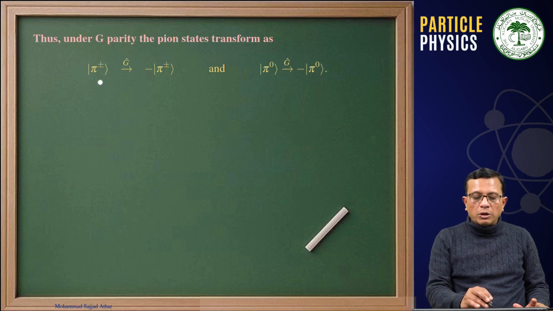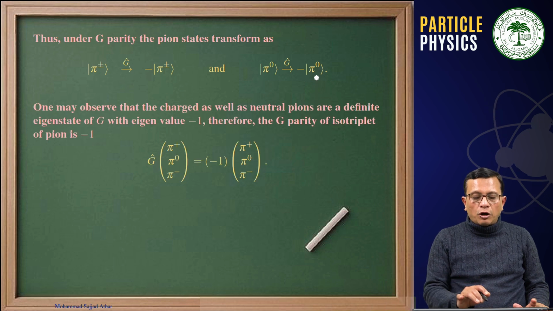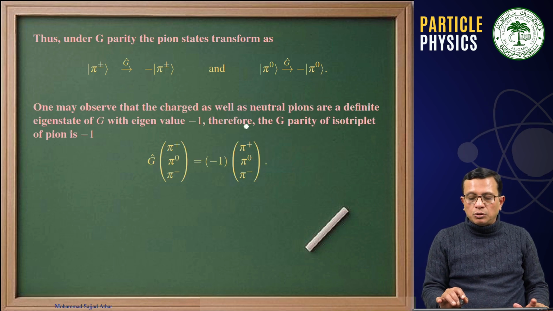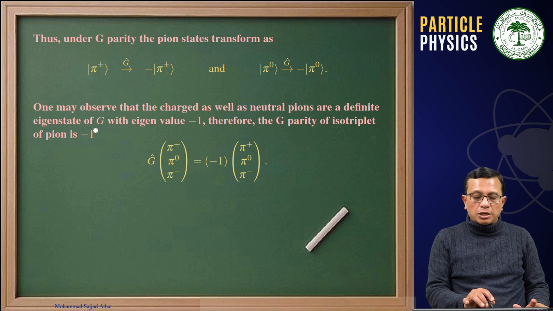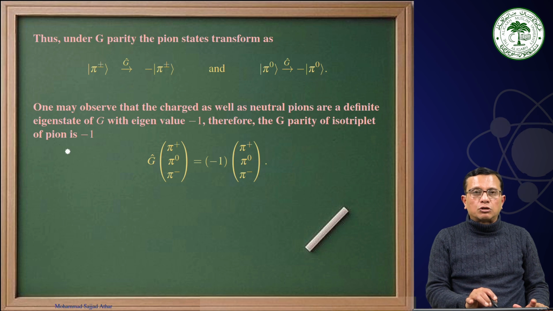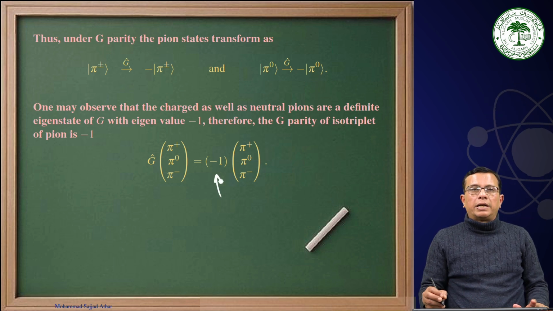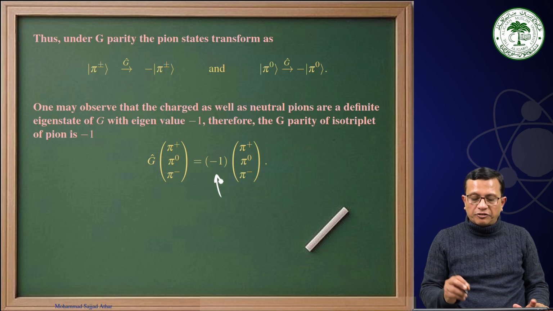And therefore, pi plus minus under G is giving you minus pi plus minus, while pi 0 is giving you minus pi 0. Therefore, one may observe that charged as well as neutral pions are a definite eigenstate of G with eigenvalue minus 1. And therefore, the G parity of the isotriplet of pion is minus 1. And that is why I have written it as an isotriplet state, and here minus 1 is showing the eigenvalue. Therefore, G parity of the pions is minus 1.